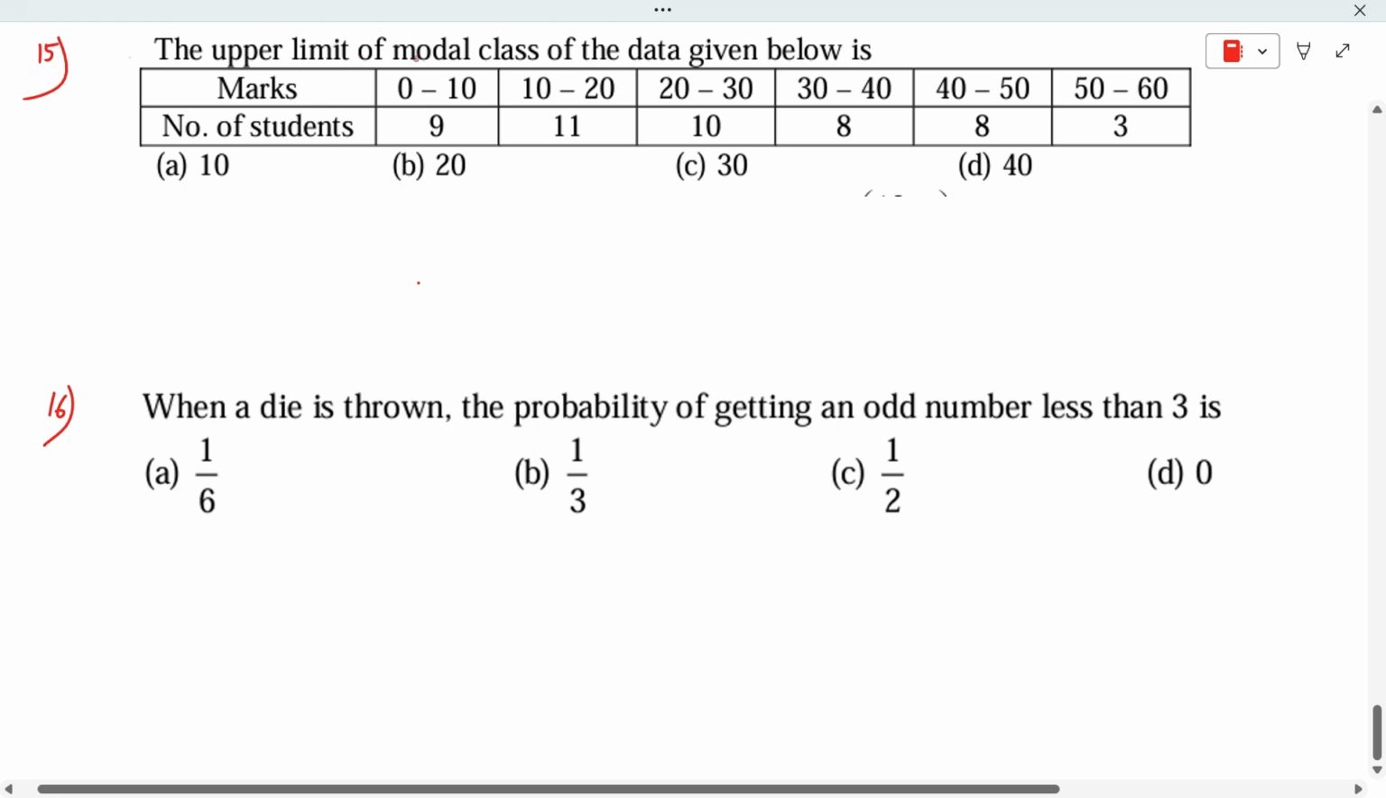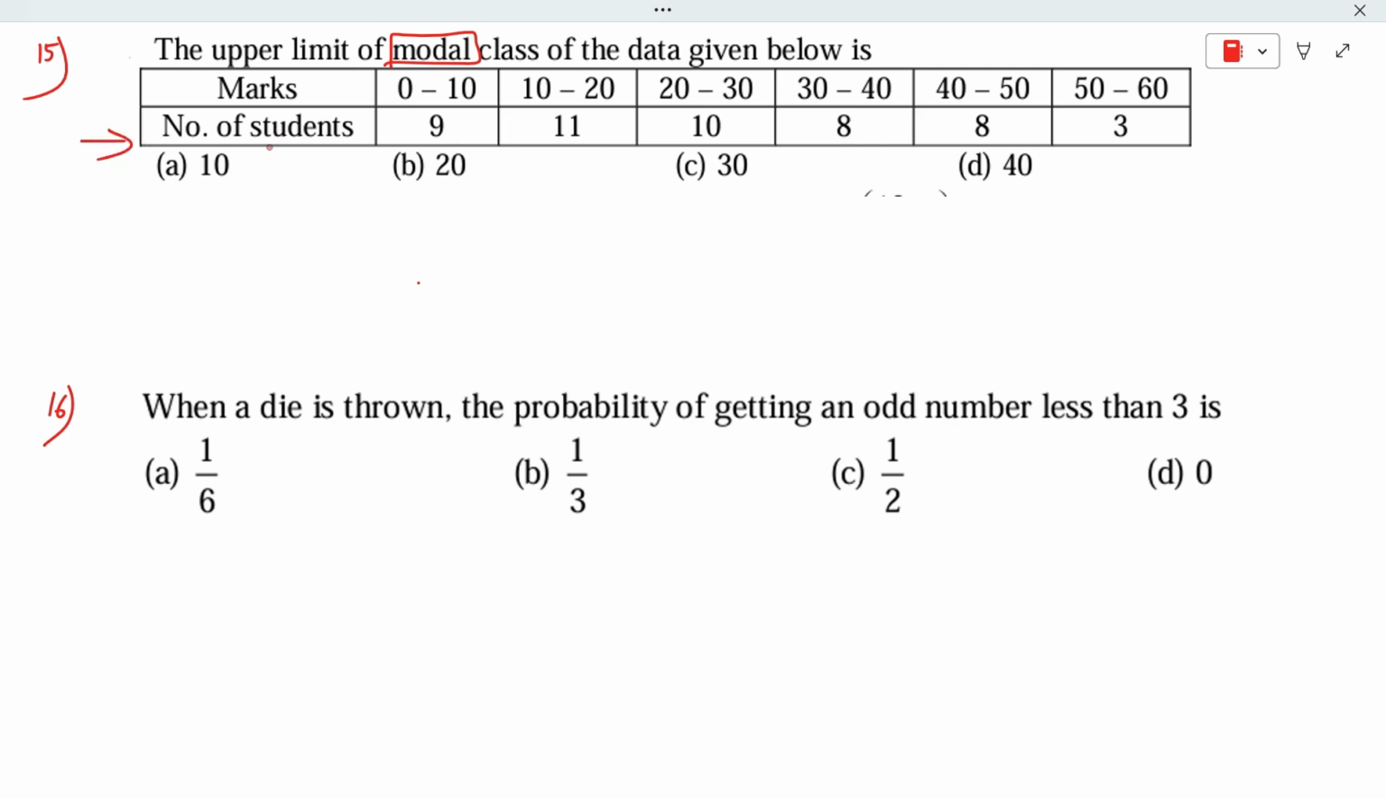Question number 15. The upper limit of the modal class. What is mode? The repeated number of frequencies, right? So the maximum repeated number of frequencies of the data is going to be the mode. So which is repeated? This is the frequency, the number of students, right? So the most repeated number is 11. So the modal class. Okay, so mode is 11. Modal class is going to be 10 to 20, and I want to find the upper limit. So this is the lower limit, isn't it? And this is the upper limit. So the option is B, 20.